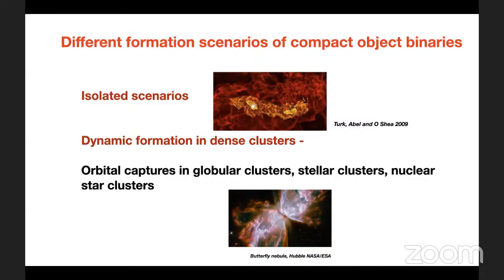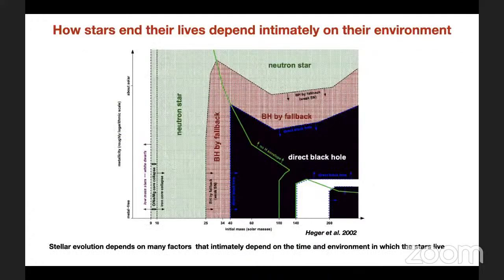They form in pairs of binaries, or they are often thought to form in dynamical formation channels within dense clusters, through resonant captures within globular clusters, stellar clusters, nuclear clusters, and so on. So some of the questions we're trying to understand, given that we'll have large statistical samples of these compact object mergers going into the future, is how these different things form and come into being. Of course, how stars end their lives depends a lot on how they live their lives, or the kind of environments they lived in.